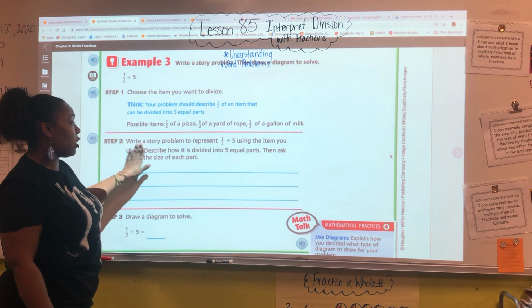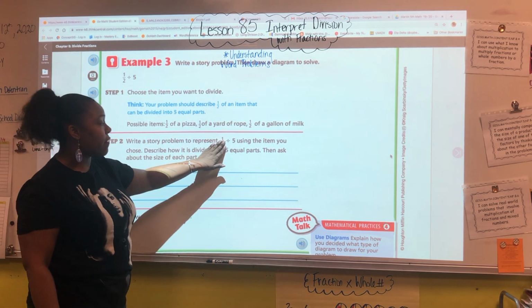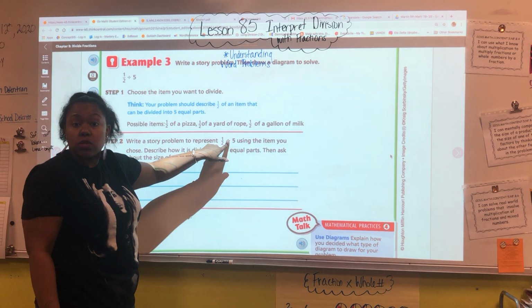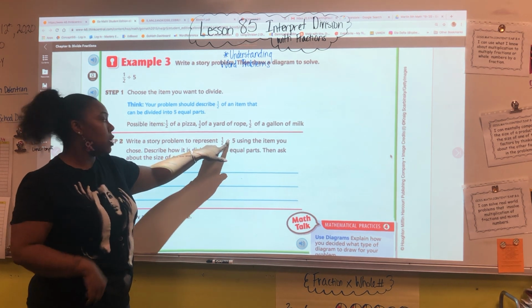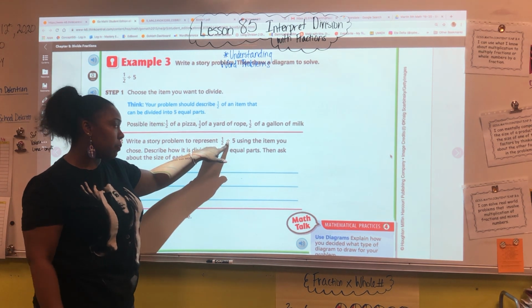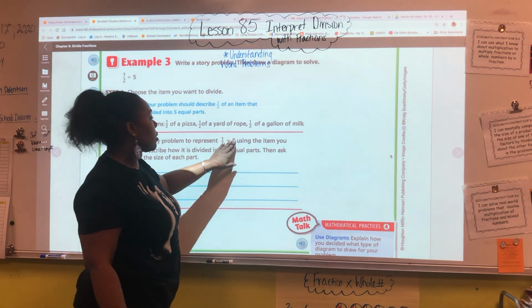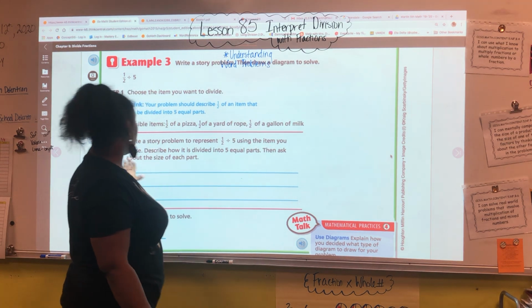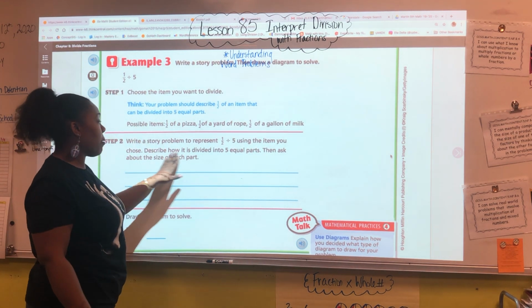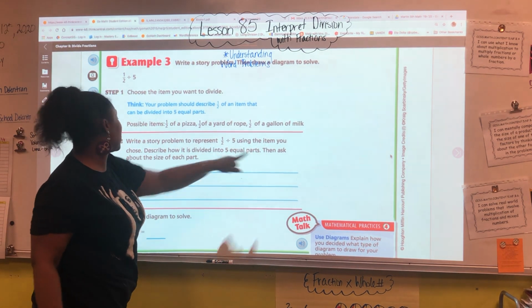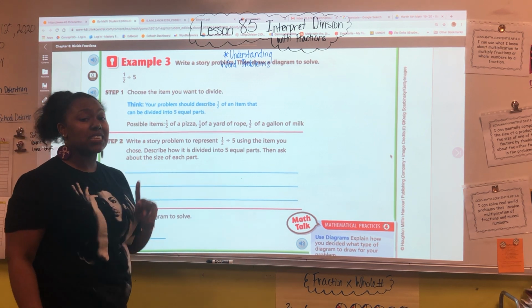And then as you write your story problem, you're going to say half of something that is, use a division word, shared equally, split, cut into 5 pieces, right? And you're going to say that you are cutting it, right? Describe how it's divided into those 5 equal parts. Then ask about the size of each part.